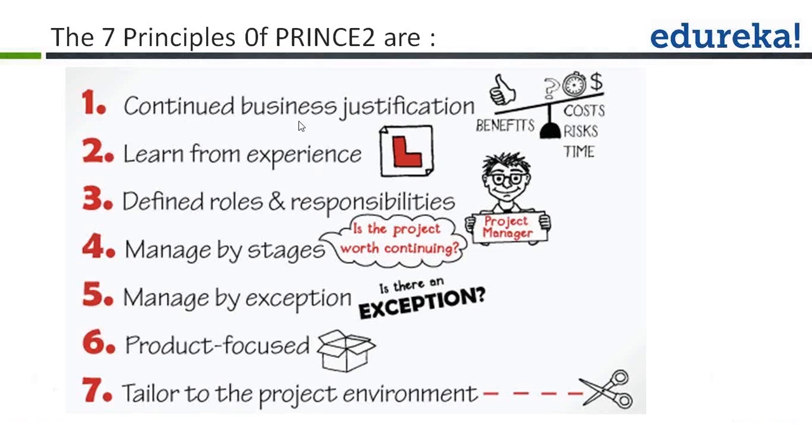Continued business justification is the first principle. A PRINCE2 project must have a justifiable business case to start and continue at any time during the project life cycle. A business case describes the reason for doing the project, the forecast for the expected benefits that the project will realize, the forecast for both project cost and ongoing operational cost, and the period of time over which the benefits shall be realized by using the project's products.